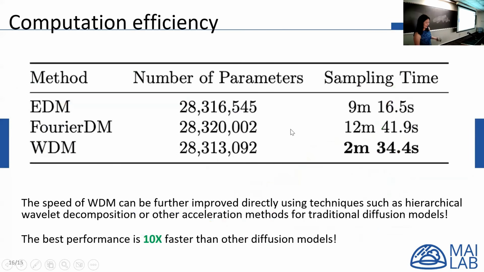Besides that, the WDM has the highest efficiency. The newest version takes about 1 minute, then you can get the results. But the vanilla diffusion model takes about 10 minutes. This is thanks to the wavelet decomposition.